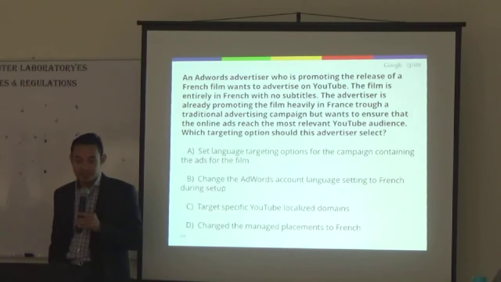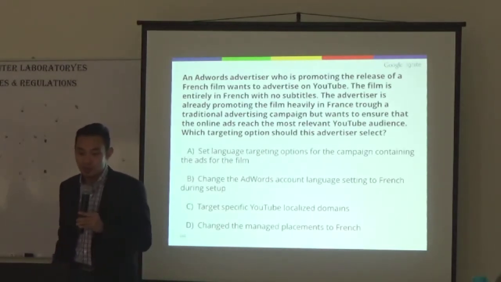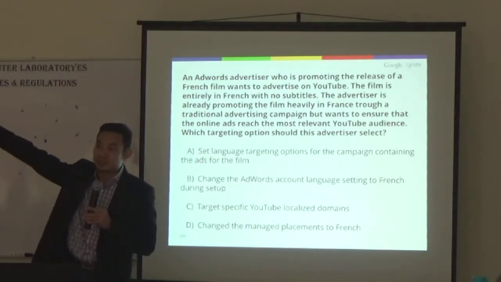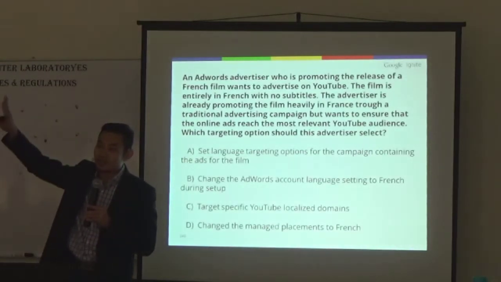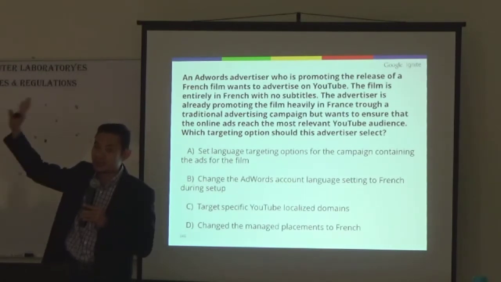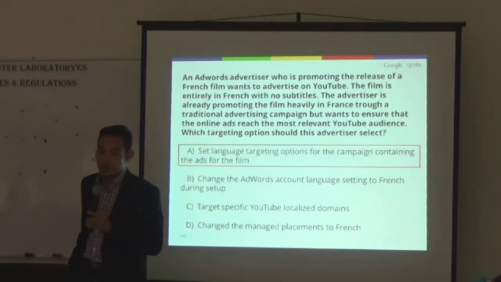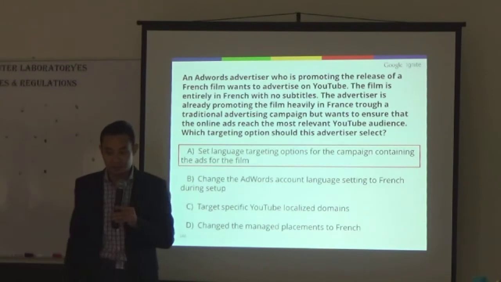C. Manage the placement. Now, what you can do here, if you want to advertise on YouTube and this is an entirely French movie with no subtitles, ideally the audience would be who? French, yes? The advertiser is already promoting the film heavily in France on traditional, meaning to say whatever you search, they already see offline. And most of the time we understand the behavior of the consumers, whatever they see on traditional, conventional advertising, whatever they see on billboards, magazines, newspapers, sometimes they go back. That particular user will still continue to search. And this is where you can actually select language targeting options on the campaign itself containing ads for the film. So you choose that.